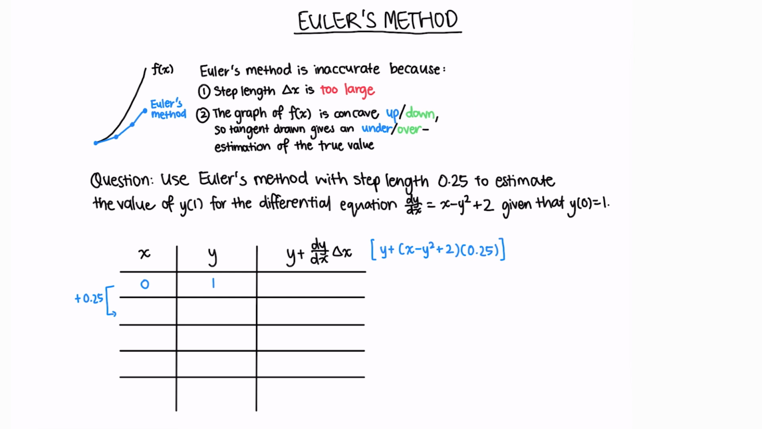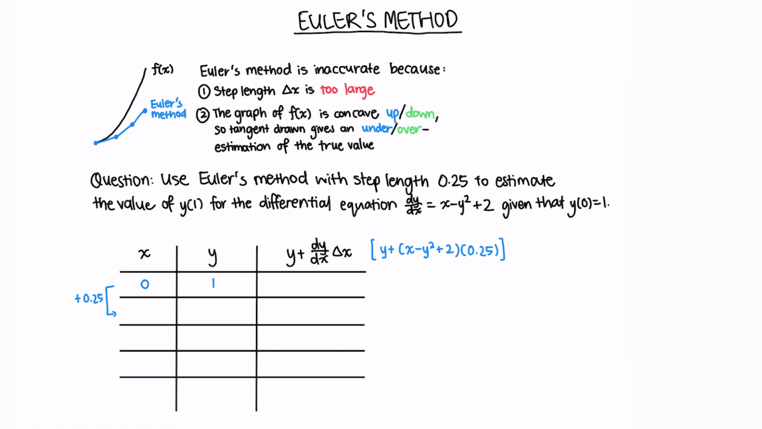So how do we actually apply Euler's method mathematically? First of all, for Euler's method, we want to start off with an initial condition. Then we'll utilize this formula: y plus dy over dx times delta x. Again, dy over dx is just your derivative, and delta x is your step length. Let's look at this question.